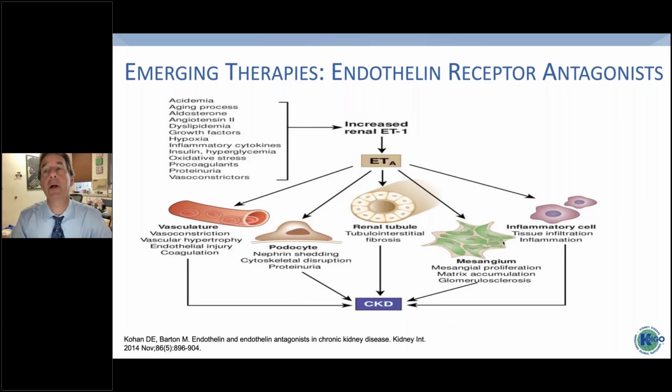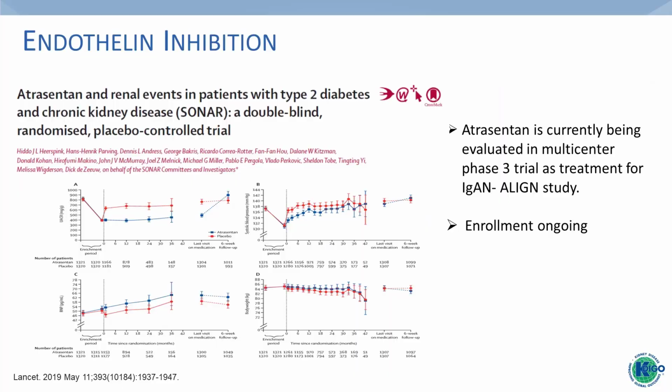Again, another emerging therapy may be endothelin receptor antagonists, because again, multiple studies have demonstrated a central role for endothelin A receptor agonism to lead to multiple complications in the kidney, including vascular injury, podocyte damage, renal tubular interstitial fibrosis, mesangial proliferation, and glomerular sclerosis, and the recruitment of inflammatory cells into the kidney. So blocking endothelin has long been a goal of treating kidney disease and of treating IgA nephropathy.